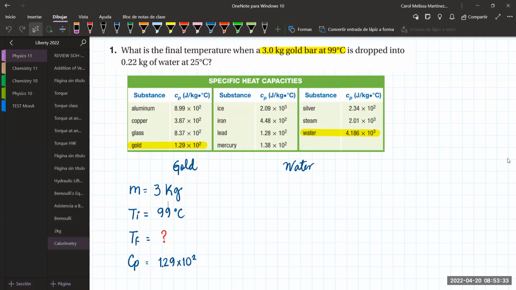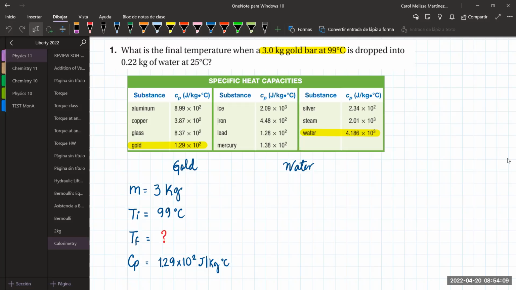Don't forget to write the units. Joules over kilograms Celsius. This is the same as writing joules over kilograms Celsius. In this way, you are able to notice that joules are in the top of the fraction and kilograms are in the bottom as well as the Celsius degrees. Both ways are correct to write it.